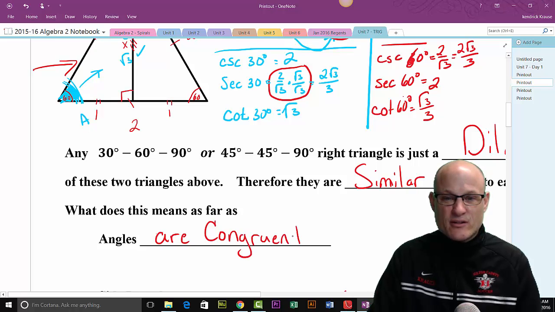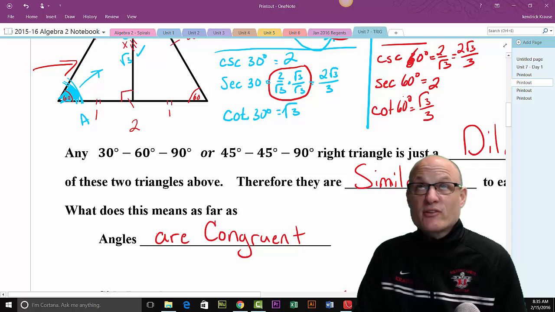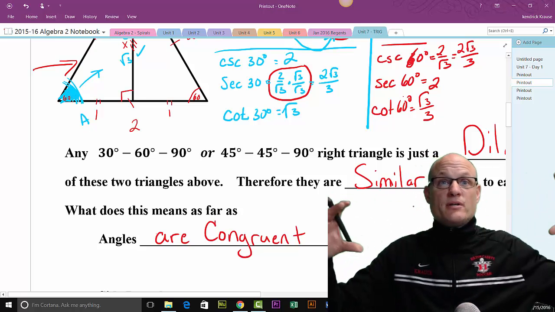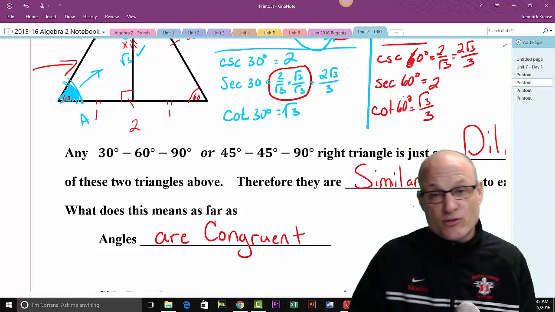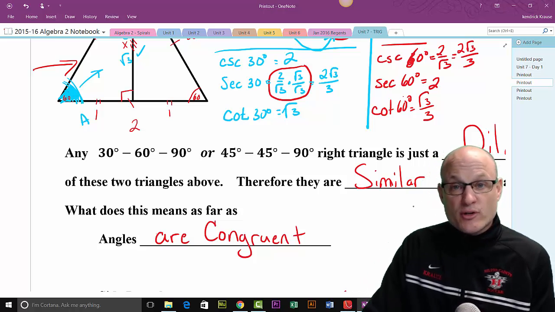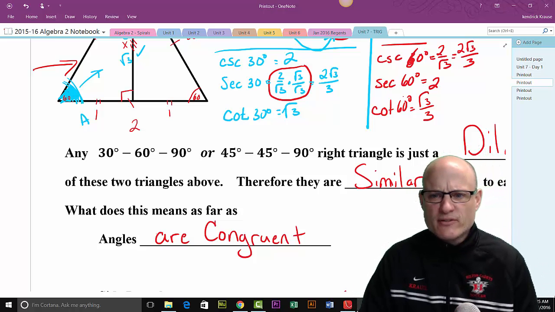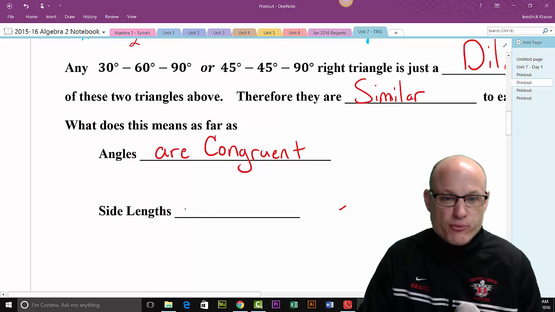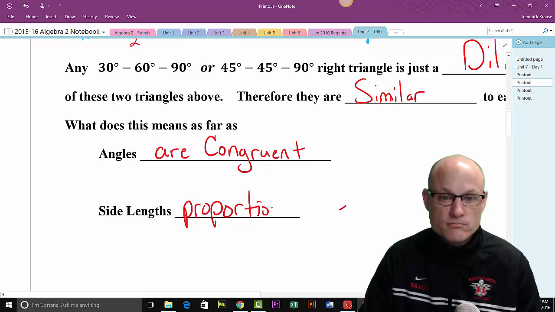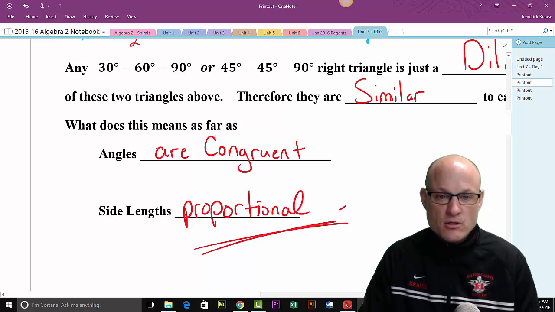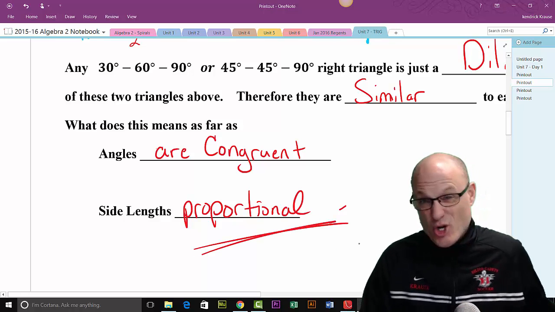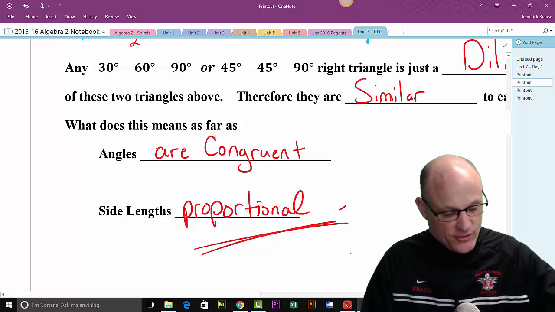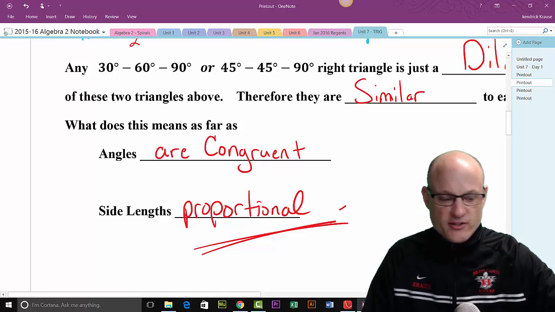Well, that makes sense. If you have a 30, 60, 90 right triangle and you just blow it up, it's still a 30, 60, 90 right triangle. The angles can't get any bigger. They're still 30, 60, 90 or 45, 45, 90. But these are the special triangles that we're going to be working with. And the side lengths are proportional, which means we can set up one ratio equal to another and find their size. All right, so let's get started on some work.